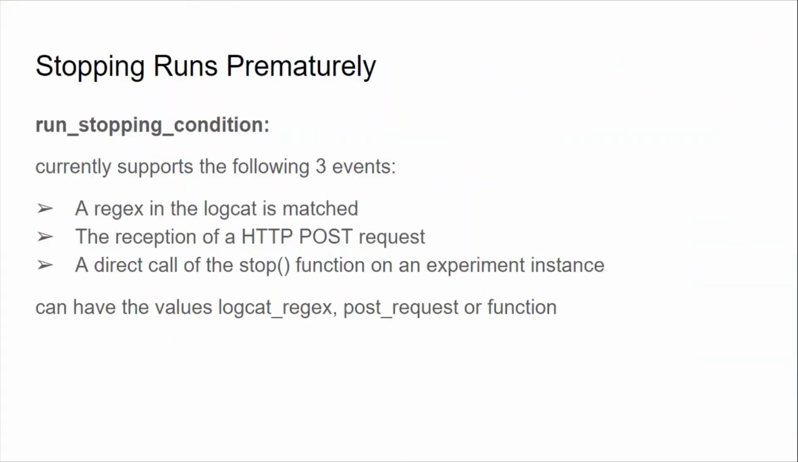And the third option is a direct call of the stop function on an experiment instance. When the stop function is called during a run, the run will be stopped prematurely. This can be useful in the interaction scripts when the user wants to stop the run if certain conditions hold. For example, if you want to stop the run when a specific app is being installed on your device, you can use this particular command to stop it.